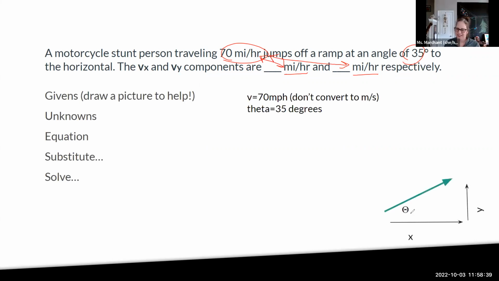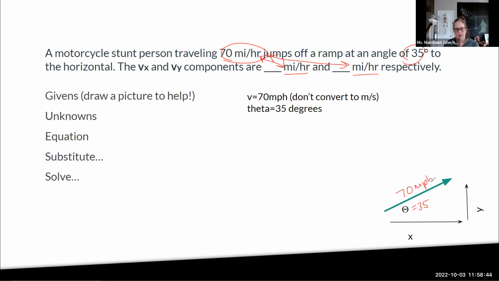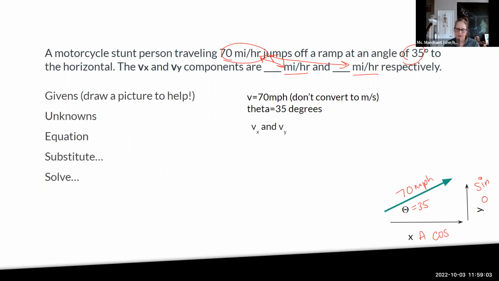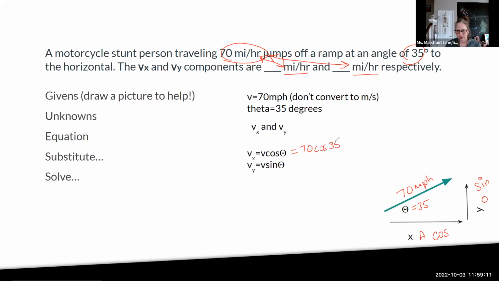Okay, so we have that picture here. We know the angle is 35. We know the resultant is 70 miles per hour because that is what's happening when it goes off the ramp. It's not split into its X and Y components. X is on the adjacent side. Y is on the opposite side. Adjacent uses cosine. Opposite uses sine. So what is my equation? Vx is equal to V cosine theta, Vy is V sine theta: 70 times cosine 35 for the X direction, 70 times sine of 35 for the Y.